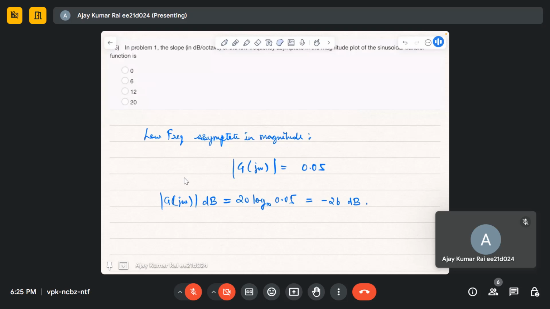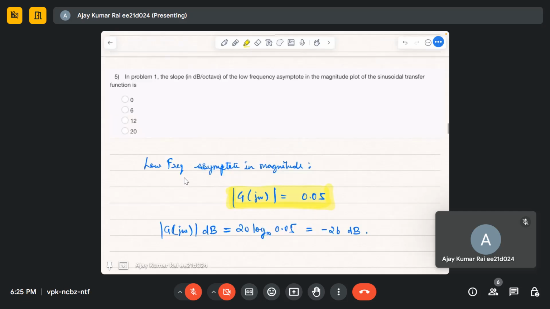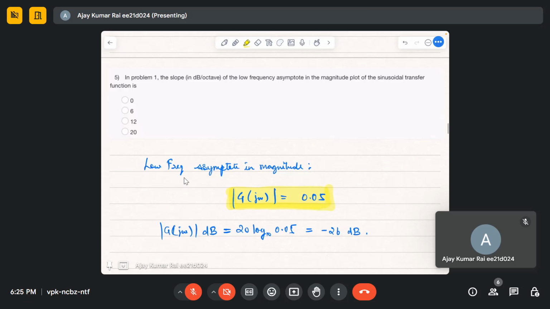So this is the magnitude. Looking at this magnitude, we are concerned about the low frequency region. So what can you say? Just look at this magnitude. What can you comment on the slope with respect to the frequency?